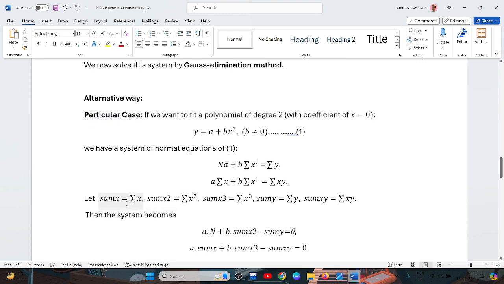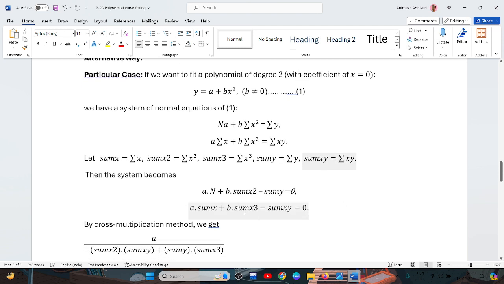Let sum x equal to summation x, sum x2 equal to summation x square, sum x3 equal to summation x cube, sum y equal to summation y, sum xy equal to summation xy. Then the above system becomes a n plus b into sum x2 minus sum y equal to 0, and a into sum x plus b into sum x3 minus sum xy equal to 0.